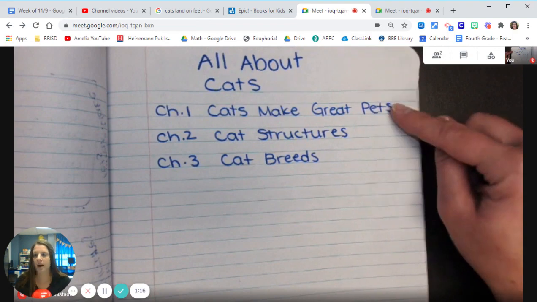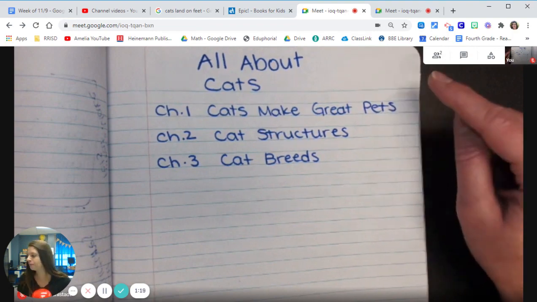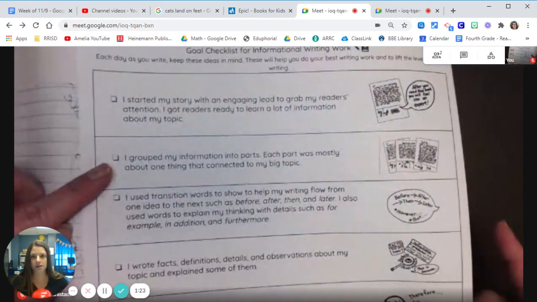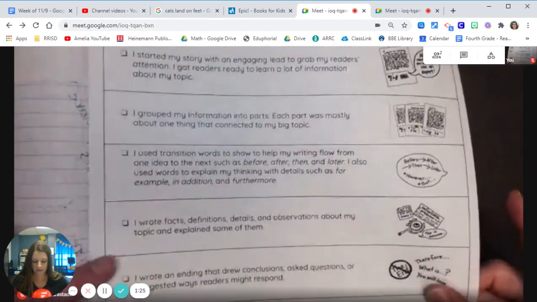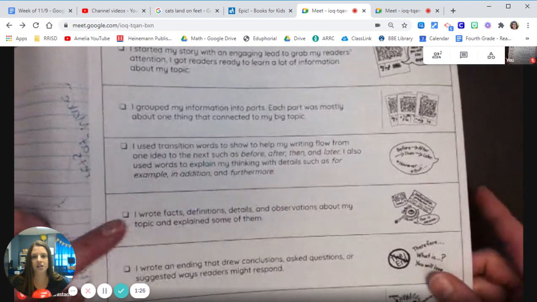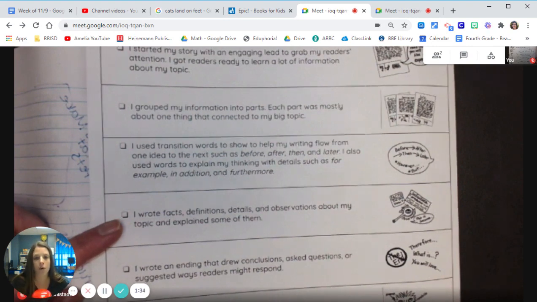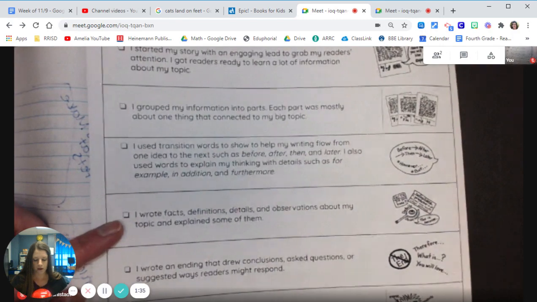So as I went on to write about chapter 1, after we had grouped the information into parts, I tried to write facts, definitions, details, and observations about my topic and explain some of them. So I really told my reader even more about my topic.